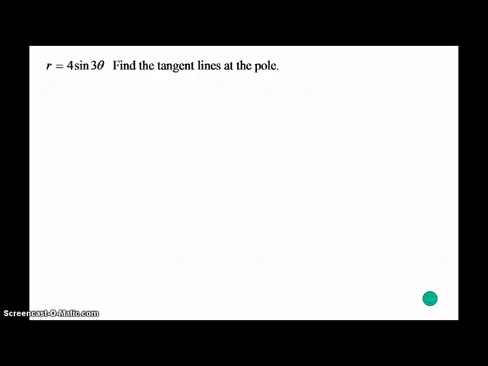We'll work this final example here. This should be a fairly short video. R equals 4 sine of 3 theta, the same function we were working on in the last video. But this says find the tangent lines at the pole. For us, tangent lines for polar functions are theta equals.